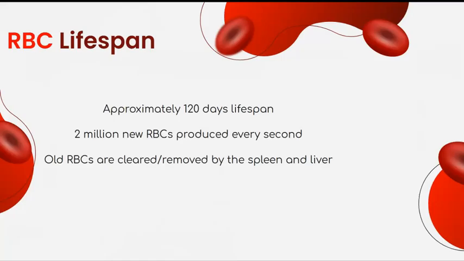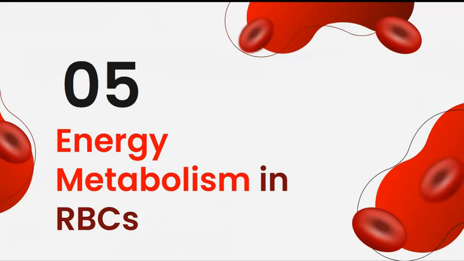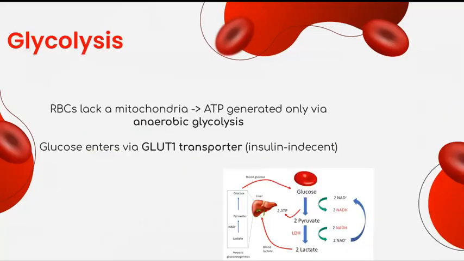EPO production ramps up when oxygen levels drop, such as at high altitude or in chronic lung disease. Clinically, synthetic EPO is used to treat anemia and chronic kidney disease or after chemotherapy.